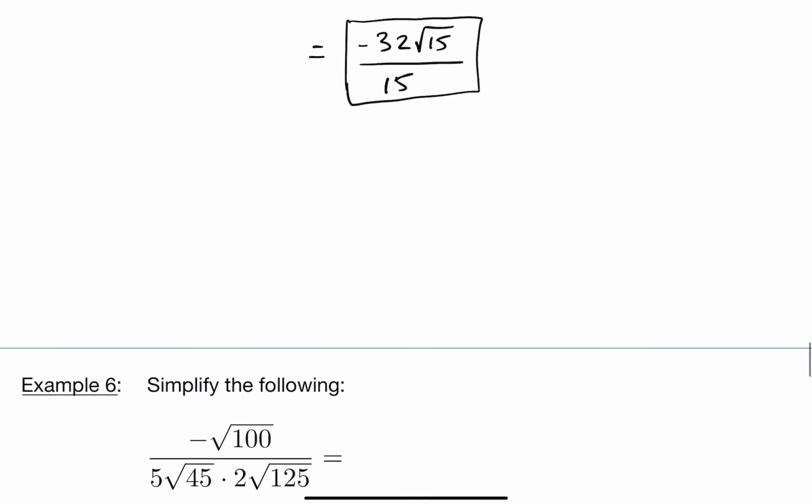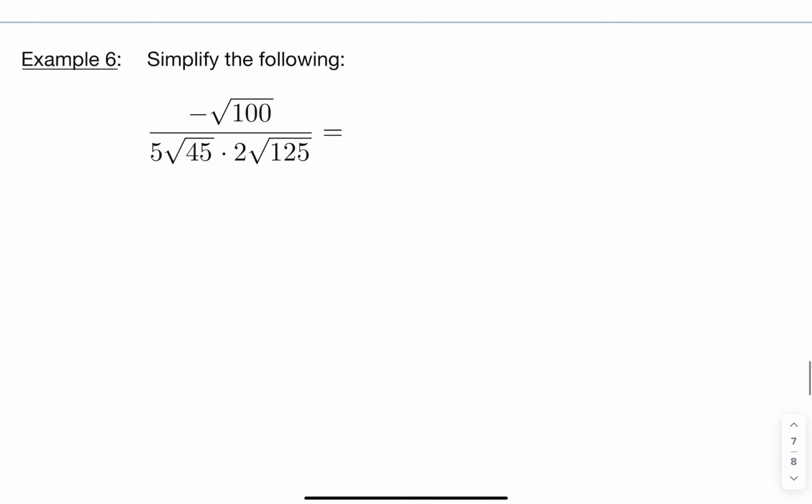All right, let's go ahead and work through one last example. Here we're going to simplify negative square root of 100 over 5 square root of 45 times 2 square root of 125. The process is the same. We're going to simplify the numerator first. We should recognize that the square root of 100 is 10, so we're going to represent this as negative 10 because of this negative sign. We have to carry that through.